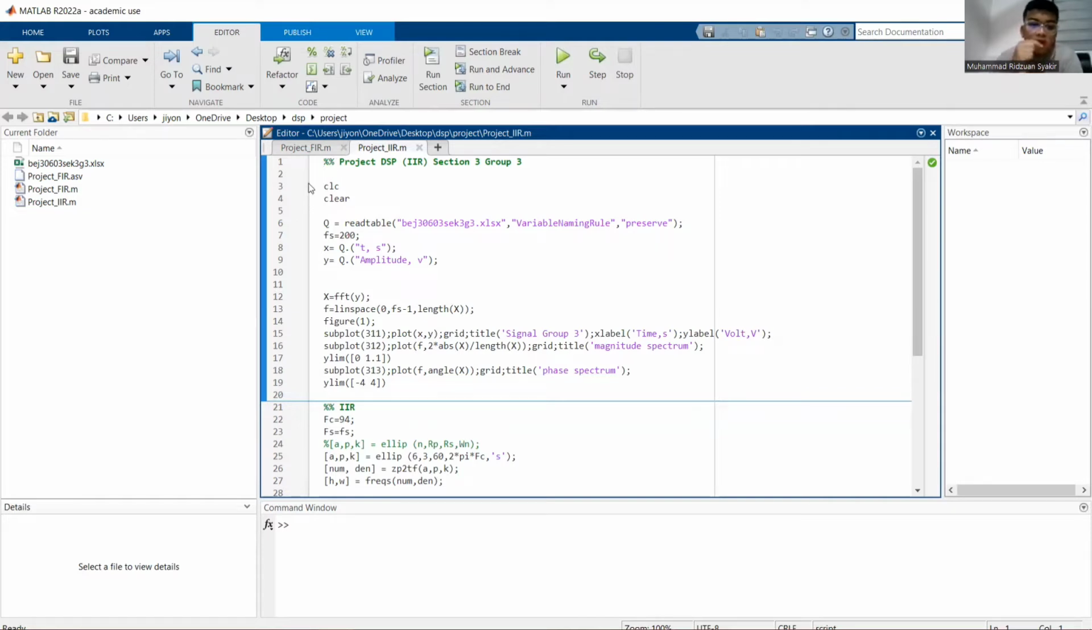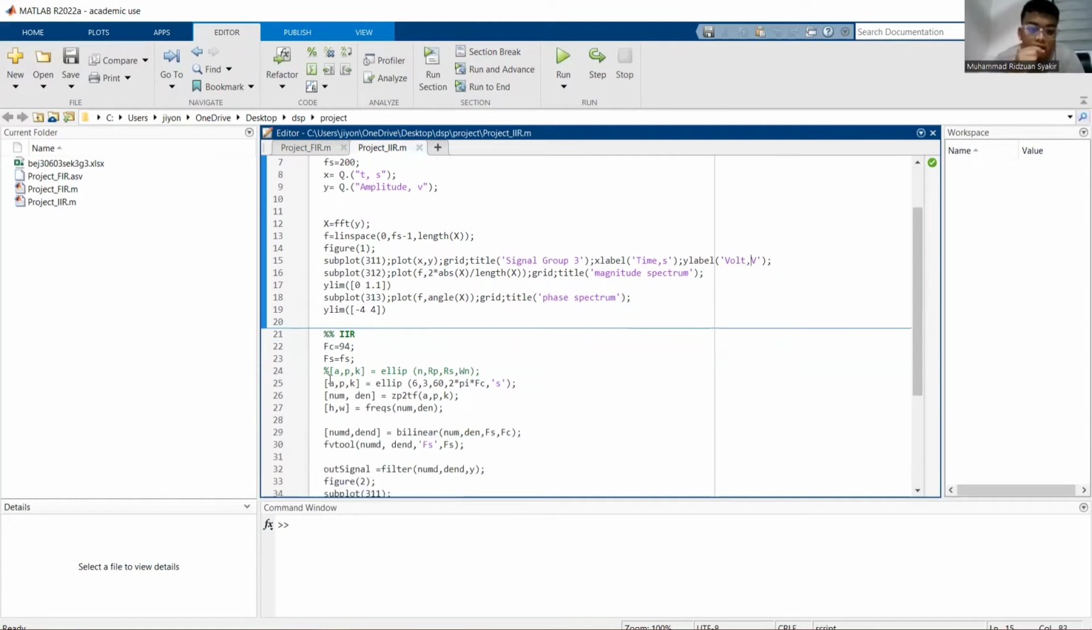I will show you the code for project DSP IIR for section 3 group 3. The first one we have clc, which is clear. Then Q equal to audioread, Fs equal to 200, X equal to Q, and Y equal to Q. Then Y equal to fft(X), and f equal to linspace for length X. For figure 1, we have subplot, plot X Y, title signal group, xlabel time, and ylabel volt. Then subplot, plot f, 2 abs length X, grid, title magnitude spectrum, and then subplot, plot f angle X, grid, title phase spectrum.